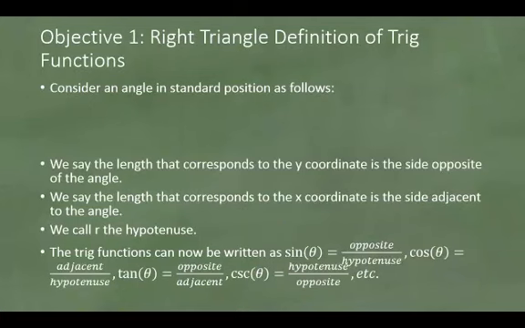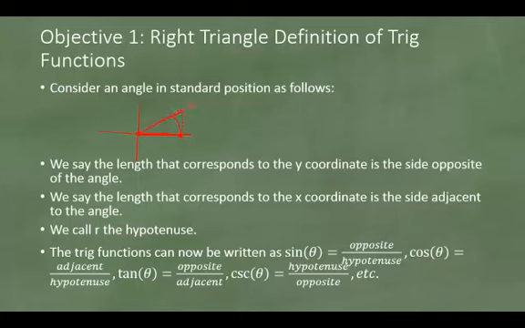Right triangle definition of trig functions. Again, we're going to consider an angle in standard position. So we have, let's say, an angle that starts on the x-axis, and we're looking at this angle right here. Remember, that means that the terminal side is on the x-axis, and then it moves some certain amount. And we're going to form the triangle just like we did before.